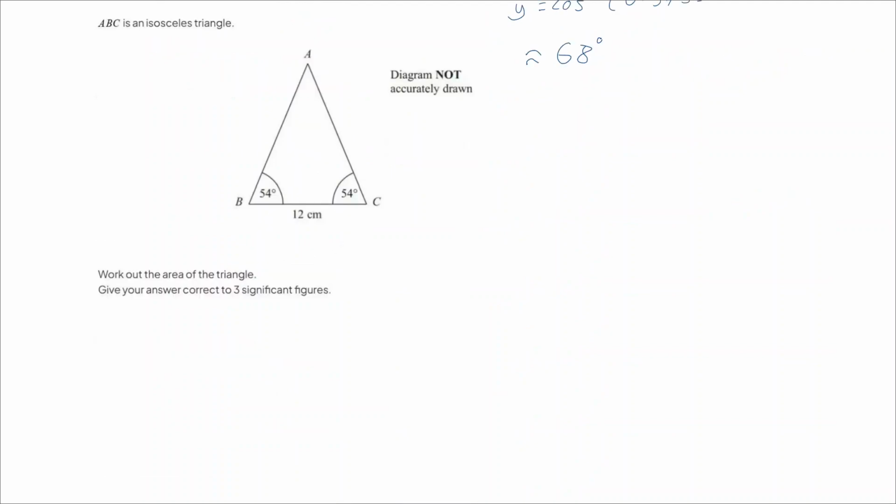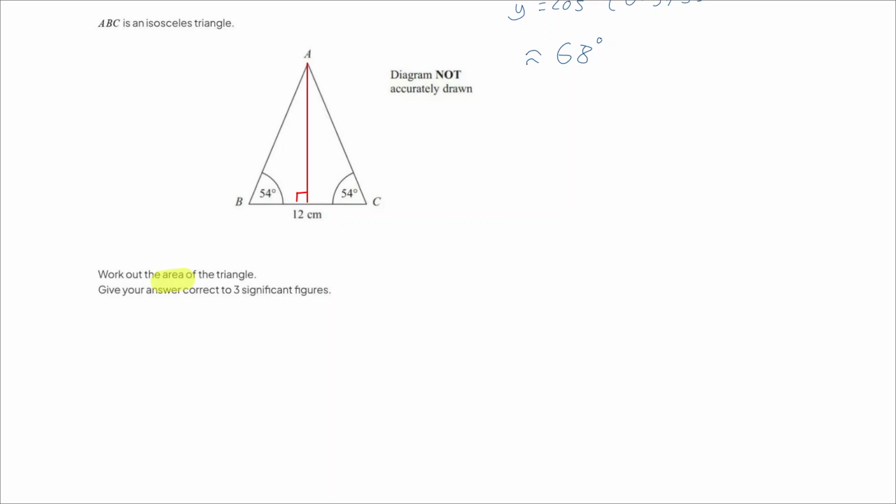Last question, I think, is this. ABC is an isosceles triangle. Okay, and we can see that because we've got two angles here that are the same size. And it says work out the area of the triangle. Now what I'm thinking here is, it's always useful to try and get some sort of right angle triangle. Now, if we split this triangle in half from A, you're going to be creating two right angle triangles, which is useful.